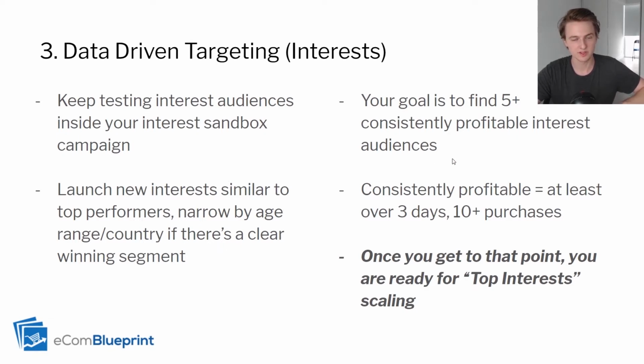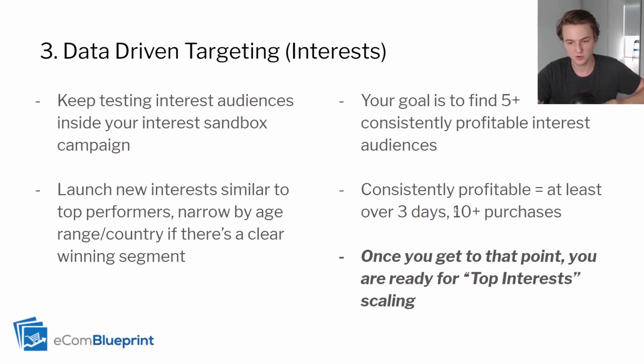And your goal here with this interest sandbox campaign is to keep testing new interest audiences until you have 5 or more consistently profitable interest audiences, right? So you want to keep testing and pausing the bad ones and launching new interests until you have 5 ad sets that are consistently profitable. And so by consistently profitable, I mean over at least 3 days and 10 or more purchases, right?